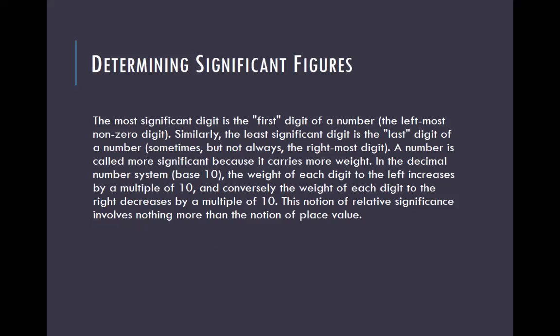The most significant digit is always going to be the first digit of a number, the leftmost non-zero digit. Similarly, the least significant digit is the last digit in a number, sometimes, but not always, the rightmost digit. A number is called more significant because it carries more weight. It means we are more confident in that measurement being accurate. In the decimal number system, base ten, like the metric system that we use most of the time in physics, the weight of each digit to the left increases by a multiple of 10, and conversely, the weight of each digit to the right decreases by a multiple of 10.